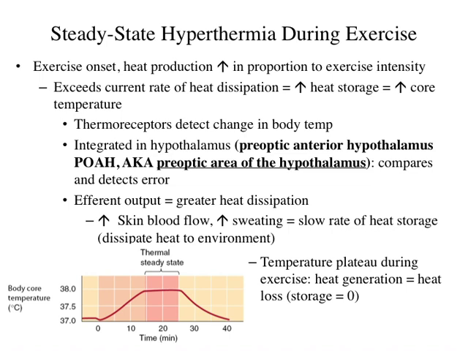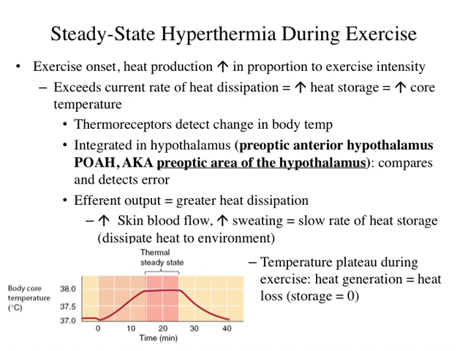When you exercise long enough, heat storage in the body increases, which results in an increase in core body temperature. Thermoreceptors in the body detect a change and begin to respond via the integrated preoptic anterior hypothalamus, POAH. The afferent nerve signals will be transduced, and effort output will result in greater heat dissipation to prevent hyperthermia.